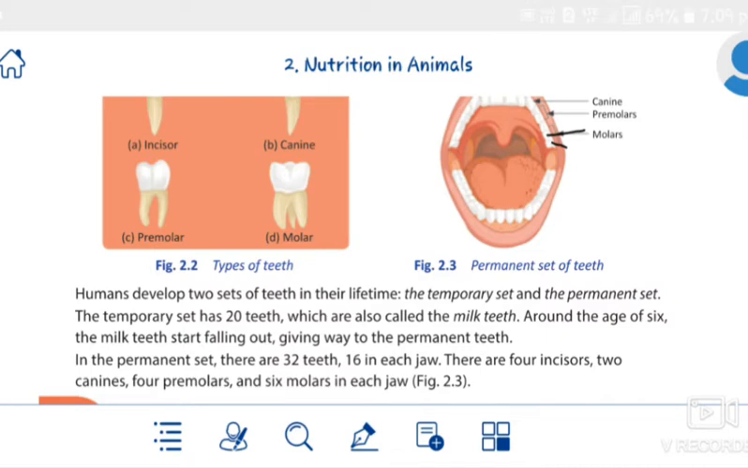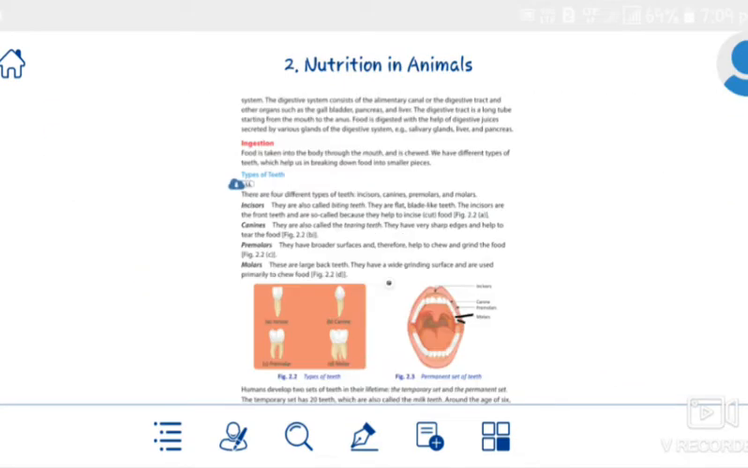So this is what we studied about teeth. And next we studied about the tongue, right? So with the tongue, when we eat food, we get to know how it tastes and whether it is sweet or salty or bitter or sour.